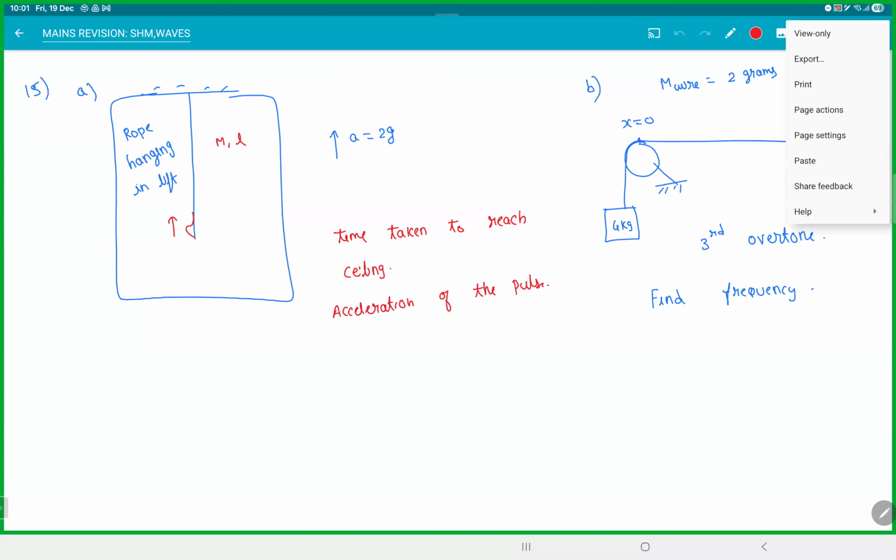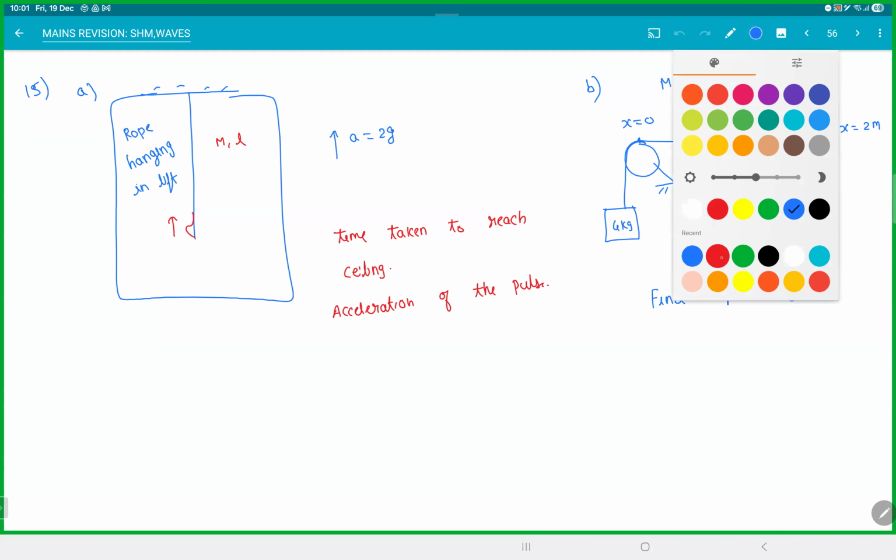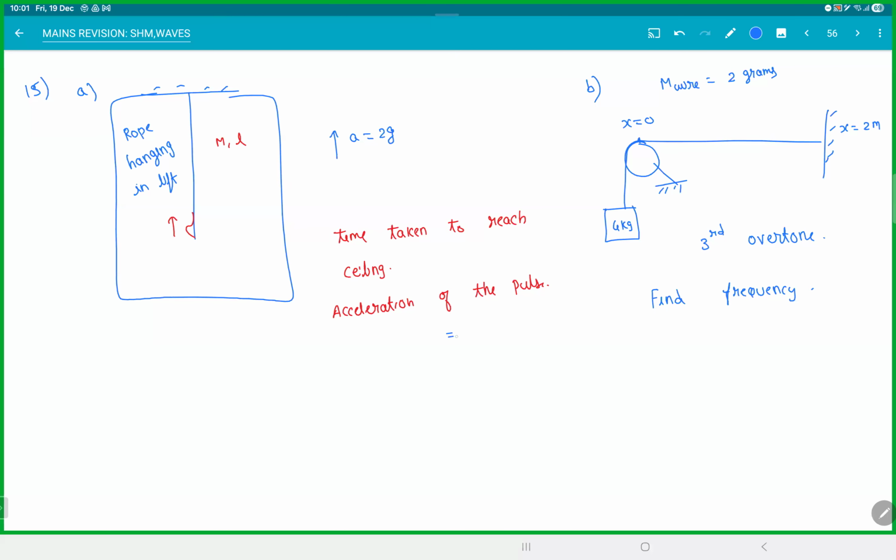Let's see. What is the formula for this? The acceleration of the pulse will be g effective by 2. Check out the formula there with the derivation. The pulse will be going with an acceleration of g effective by 2. So here, what is the g effective? G effective is 3g. 3g by 2.